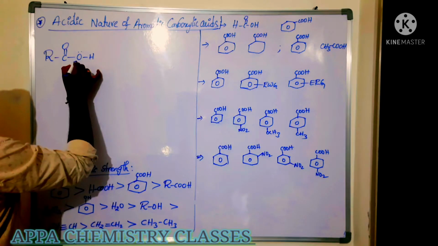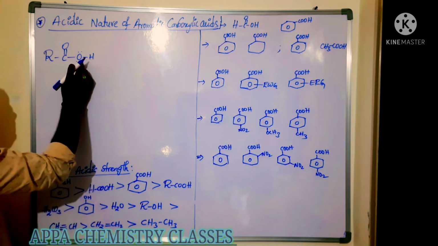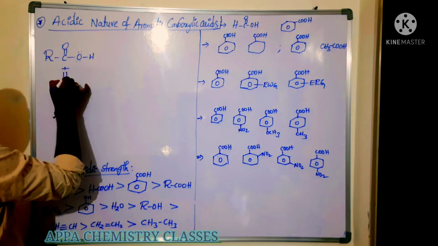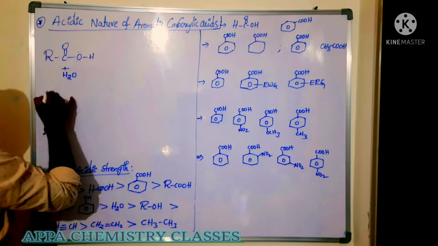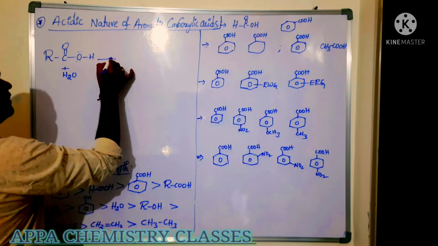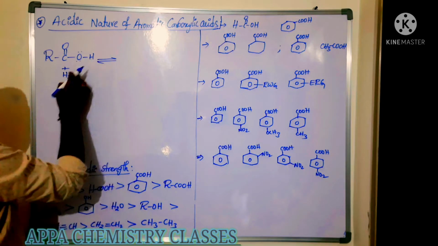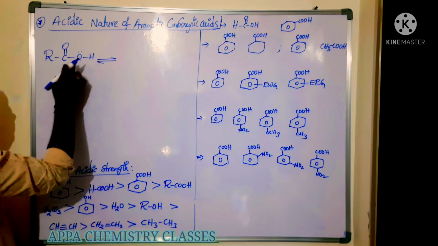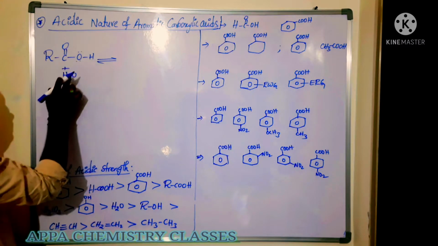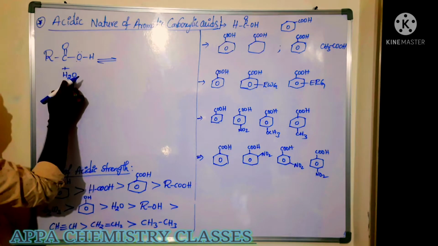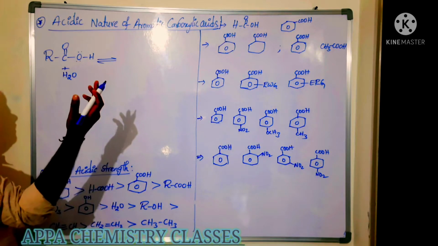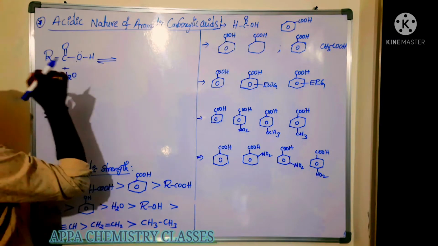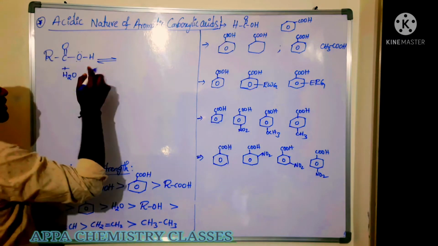This carboxylic acid contains oxygen, and this oxygen contains a lone pair of electrons. So whenever it reacts with water, the H plus ion is accepted by this water molecule. It will donate the proton, and proton donors are called acids. So it is donating the proton, which means it is acting as an acid.